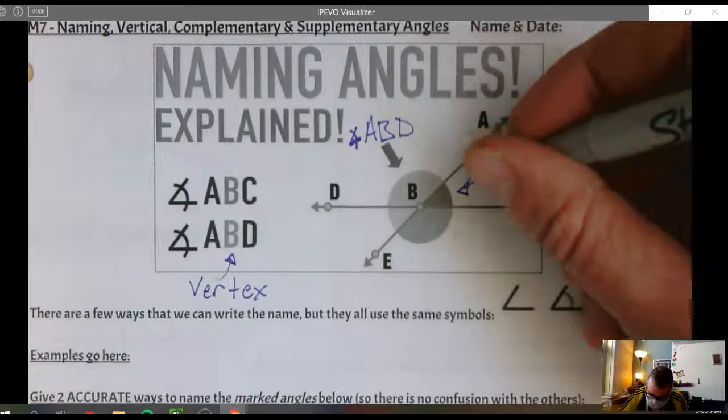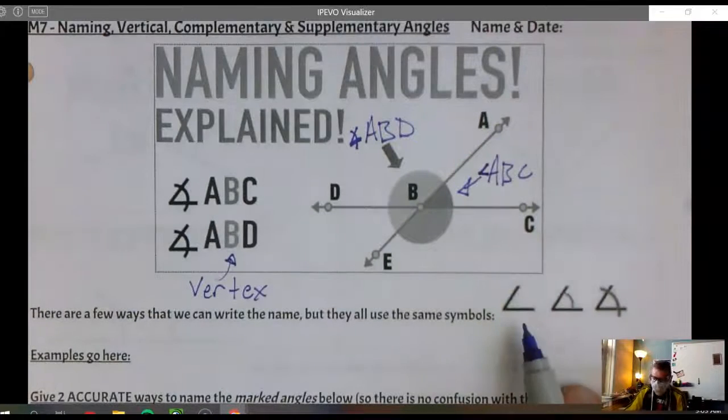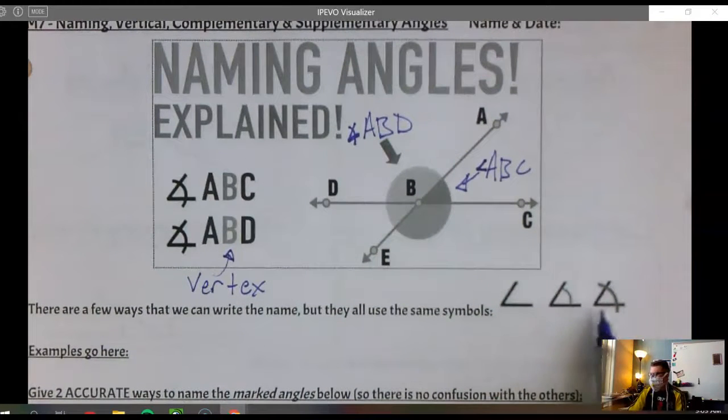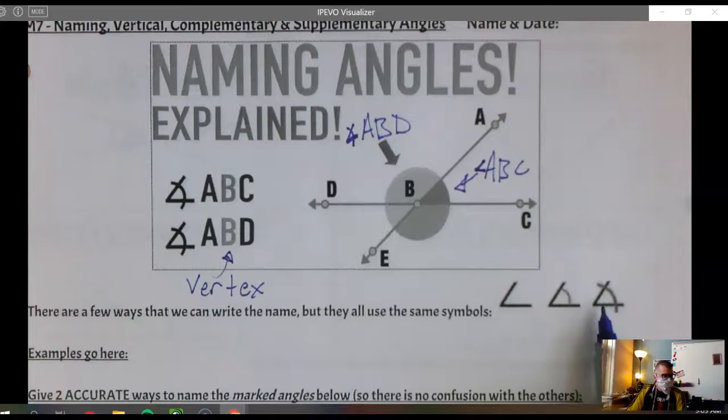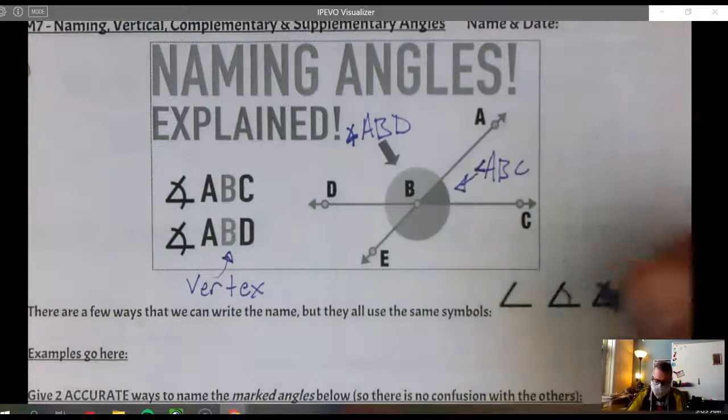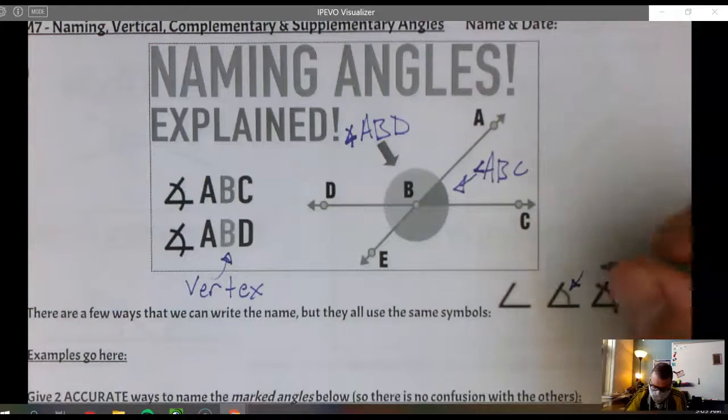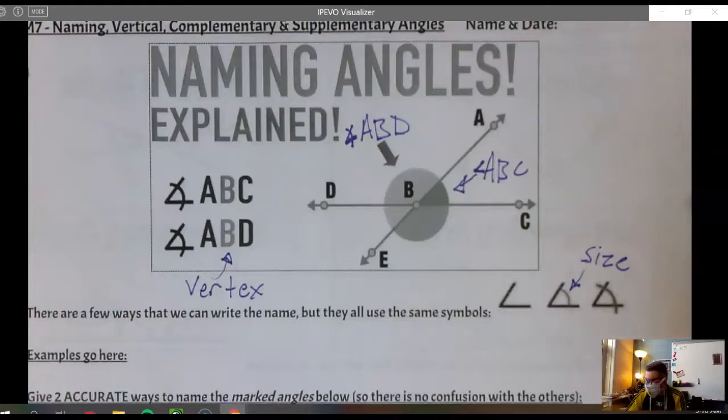Ooh, I forgot my angle symbol. Right down here, you'll notice I gave you 3 examples of our angle symbols. They all essentially mean the same thing, except a lot of times the ones with the arcs are talking about size. So if you want to make a little note, a lot of times we use the arc to talk about the size of the angle, like how many degrees.